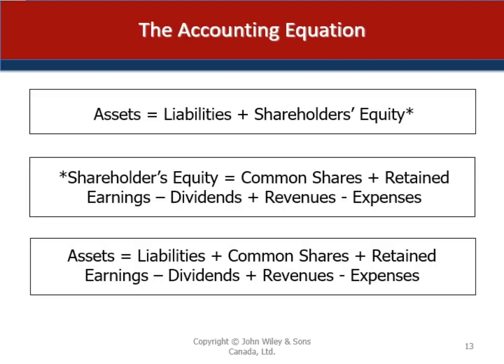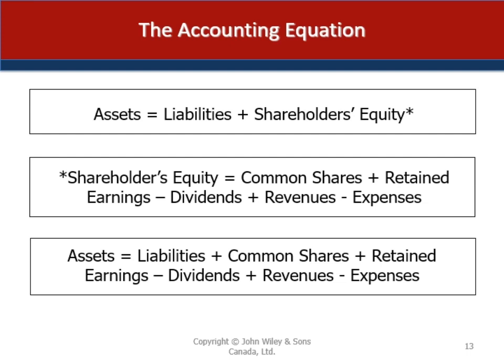The accounting equation. The accounting equation is essentially the balance sheet. The assets have to be equal to the liabilities and shareholders' equity. And the shareholders' equity is composed of the common shares, which is contributed capital from the shareholders, retained earnings, which is the historically earned income within the company, minus any historical dividends that have been paid out. So it's the total of all of the earnings minus the total of all of the dividends in the past.